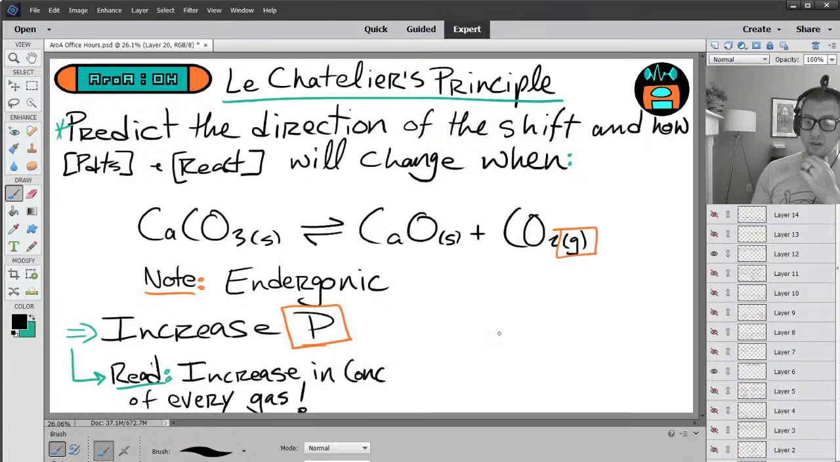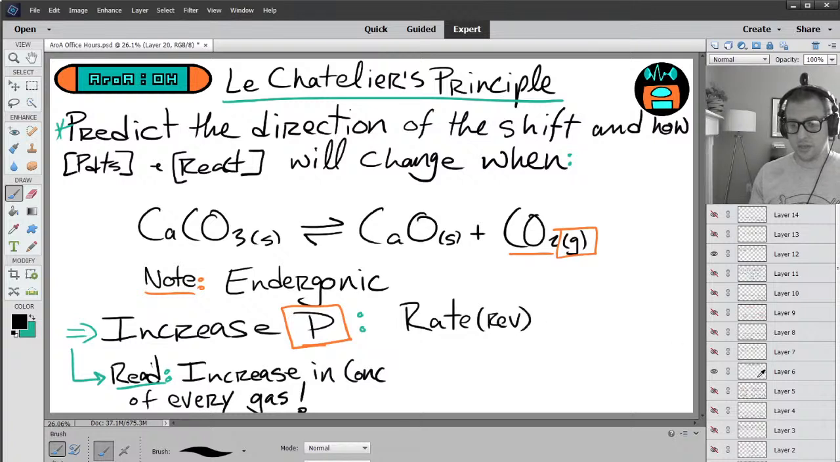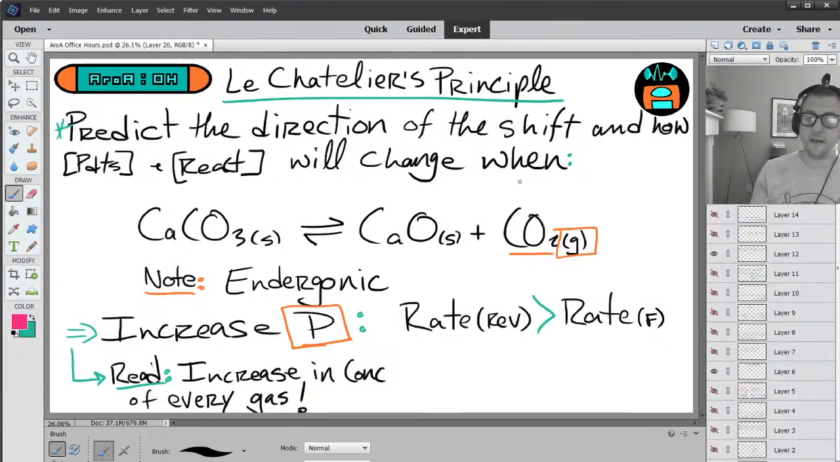So if we have an increase in pressure, that is going to affect CO2. That's the same as adding CO2, because at a higher pressure, you're going to have more collisions with carbon dioxide. As a result, the rate of your reverse reaction is going to be greater than the rate of your forward reaction, because we've just increased the concentration of our gaseous product. If the reverse reaction is faster, we're going to see a shift to the left.